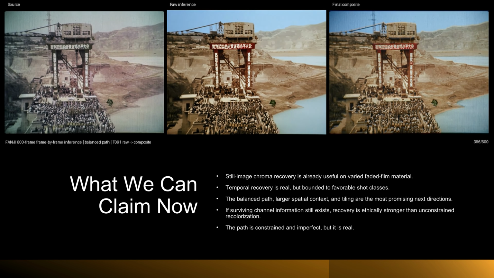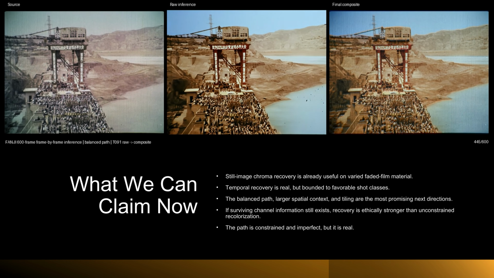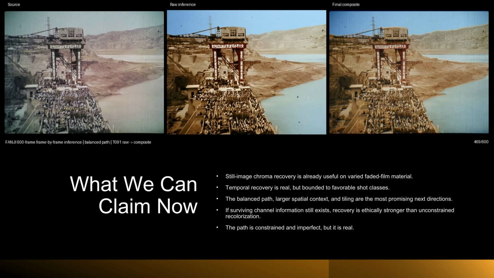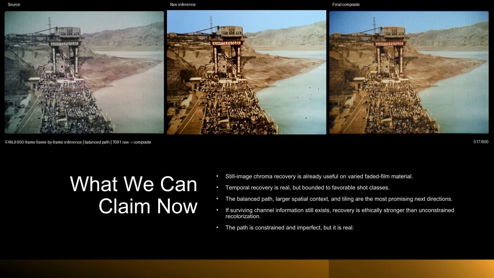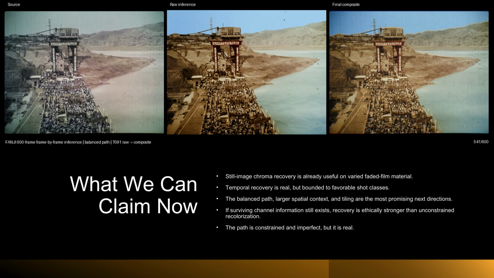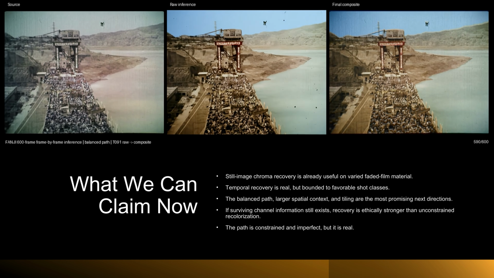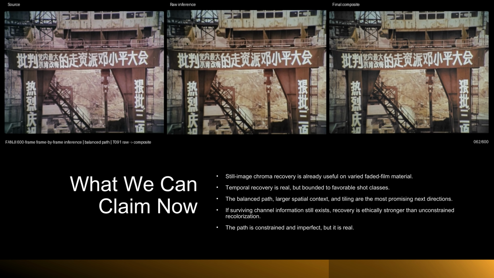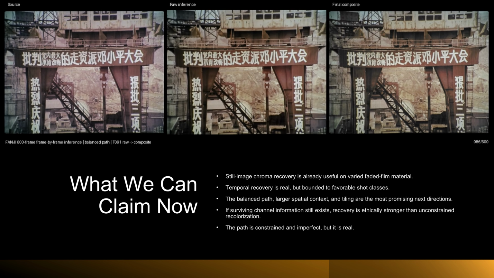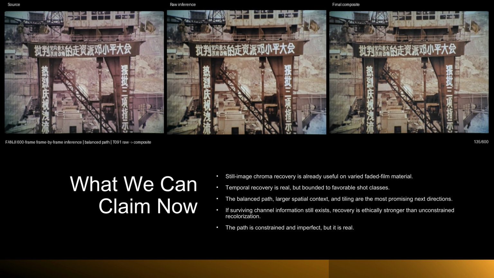And ethically, if surviving channel information still exists, then we should use it. To be honest, going straight from black and white to color may sometimes look better, but if the scan still has partial color information in the remaining channels, then restoration has a reason to respect that information. So I am not here to say that this solves everything. I am saying that there is a constrained path here. It is imperfect, it is unfinished, but it is real.